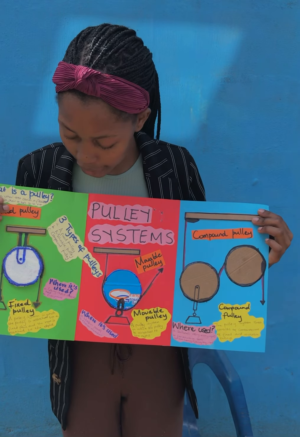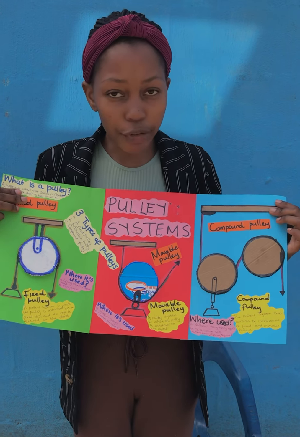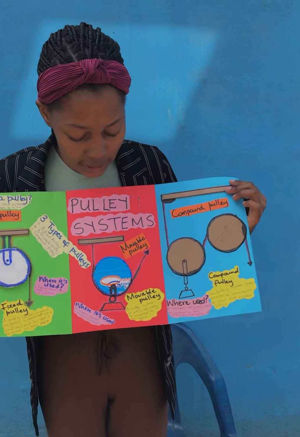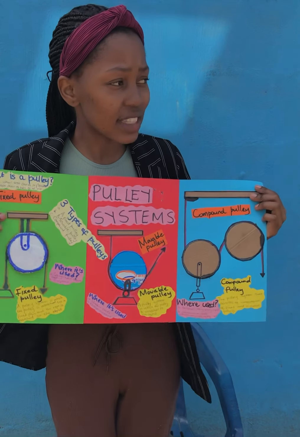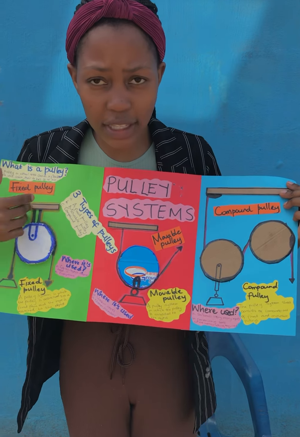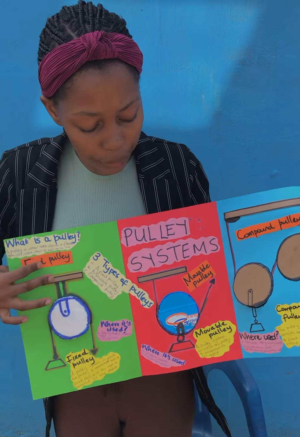And then, secondly, we have movable pulleys. You can see this is a movable pulley. And what do they say about the movable pulleys? The movable pulleys are attached to the object, as you can see. It's attached to the object here.